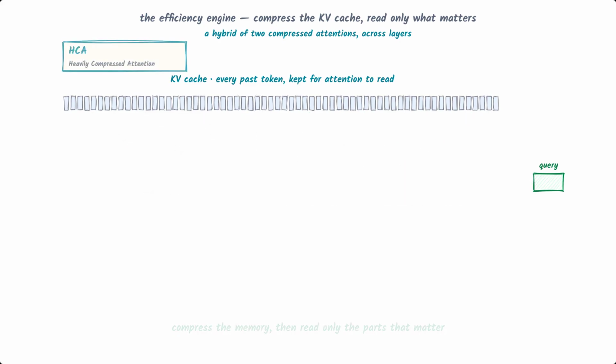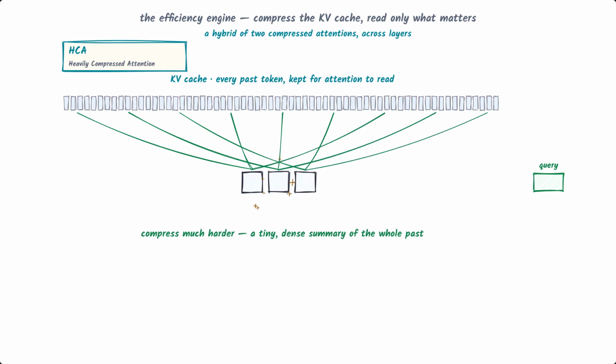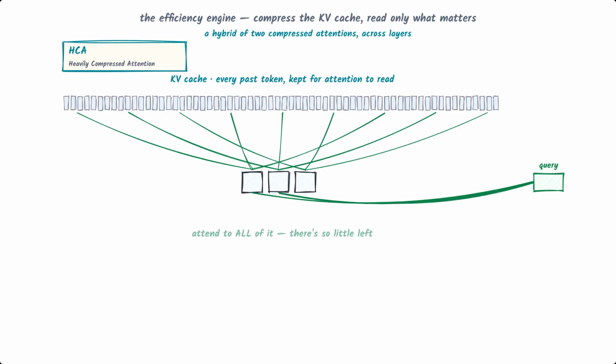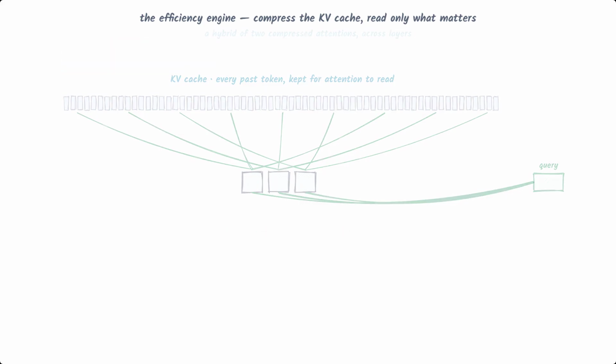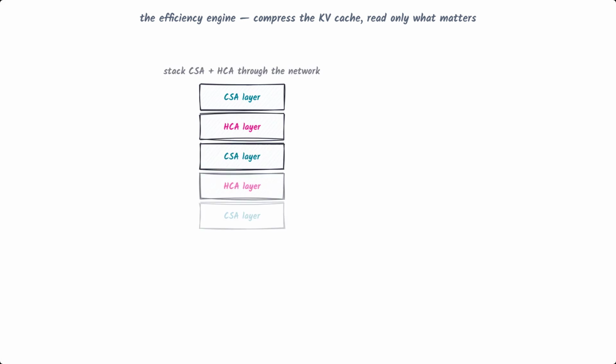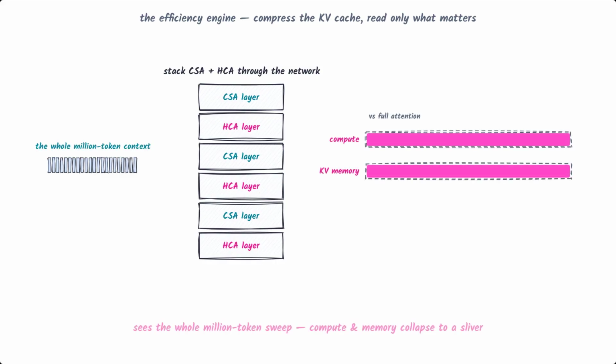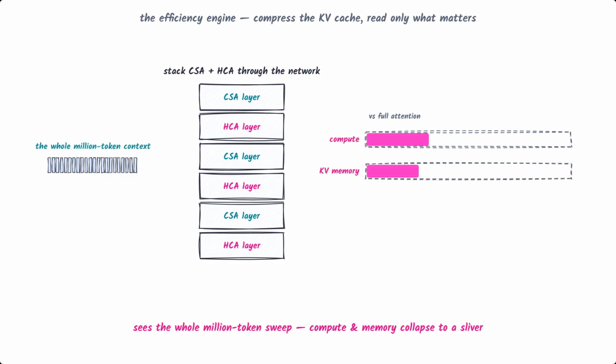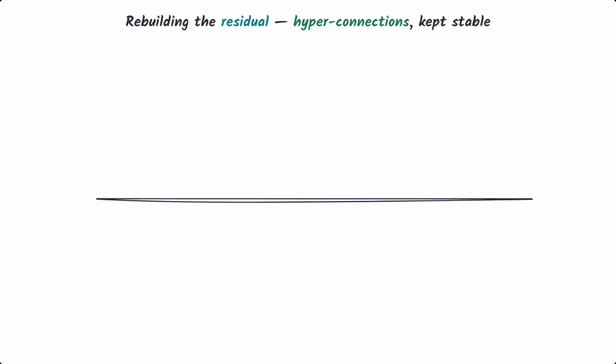The second flavor is heavily compressed attention. This one compresses the KV cache far more aggressively, a tiny, dense summary of the whole past. But then it attends to all of it, because now there's so little to attend to. One keeps detail but reads sparsely. The other reads everything but keeps almost nothing. Stack both kinds through the network, and you get the best of each. The model still sees the whole million-token sweep, but the compute and the memory collapse to a sliver of what full attention would demand.